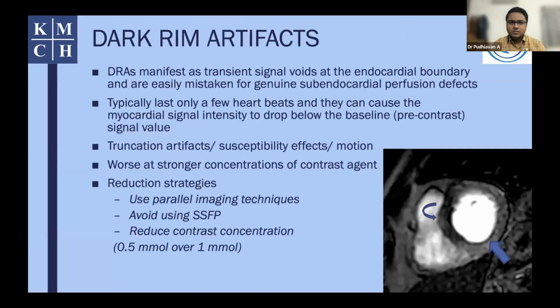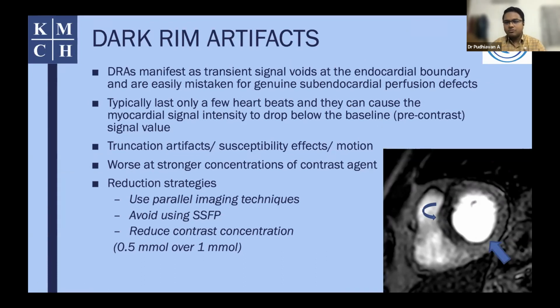Coming to another drawback of myocardial perfusion imaging, which is the dark rim artifacts. These dark rim artifacts manifest as a transient signal void in the endocardial boundary, and can be easily mistaken for a subendocardial perfusion defect. Here you can see a thin line of subendocardial low intensity region, which is a dark rim artifact and not a perfusion defect. Whereas you can see a perfusion defect in the septum very clearly here, whereas the low intensity area that you're seeing in the inferior and the lateral wall is a dark rim artifact.